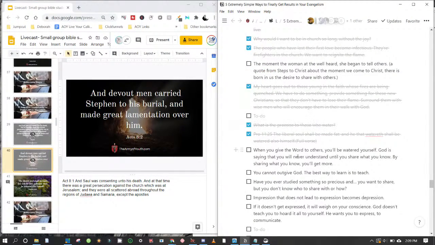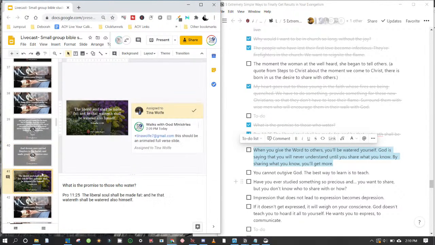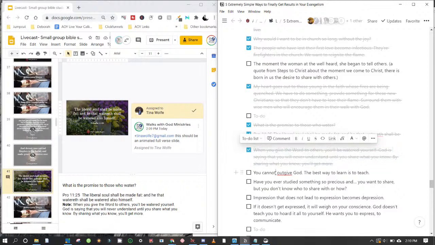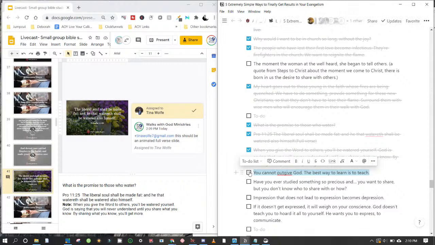So we always want to put those in there, and the commentary, we want to put that after the verse too. That way it's there, and it's good to have a note. It's easy for the mind to read that. You cannot outgive God. The best way to learn is to teach. That's a good note.